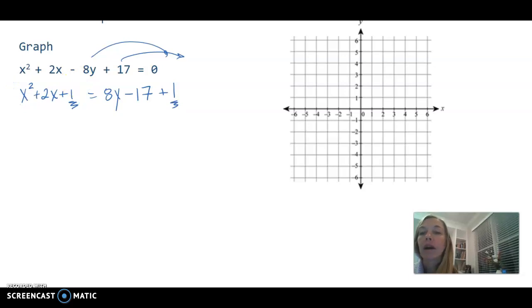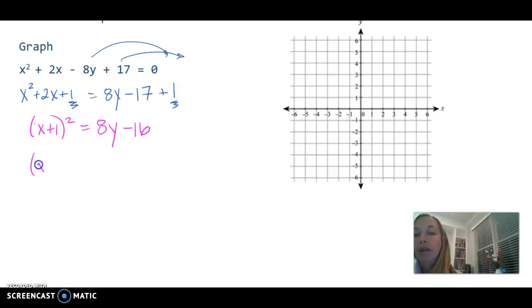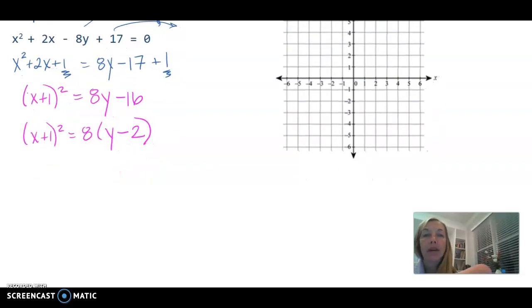Okay. All right, from there, I'm going to do x plus 1 squared. This is going to become 8y minus 16. And then I have to get that number out in front of that y term. So I can do that by just dividing by 8. Okay, now I'm ready to go.